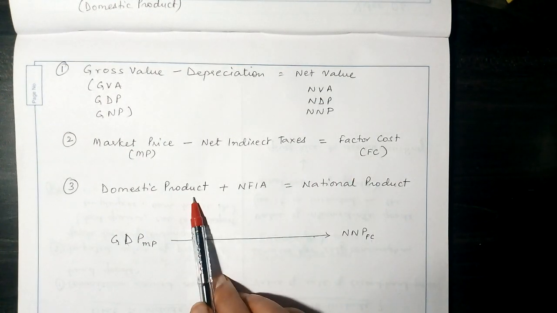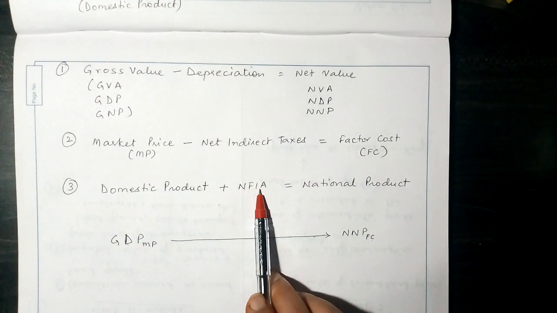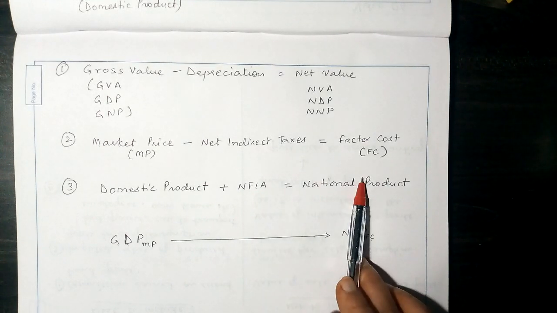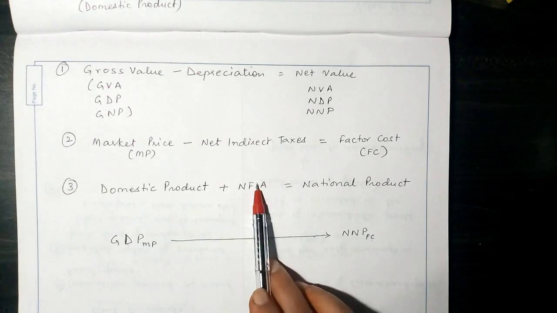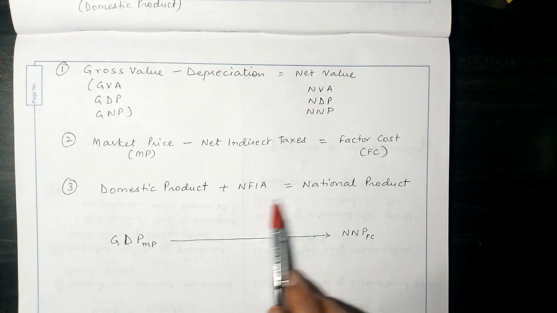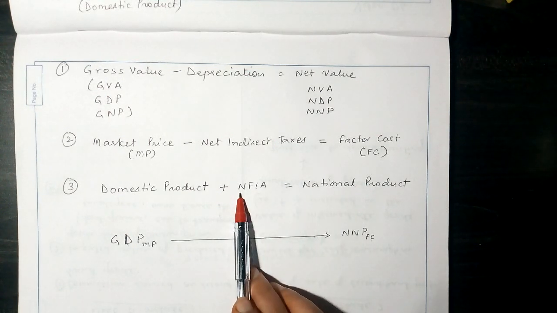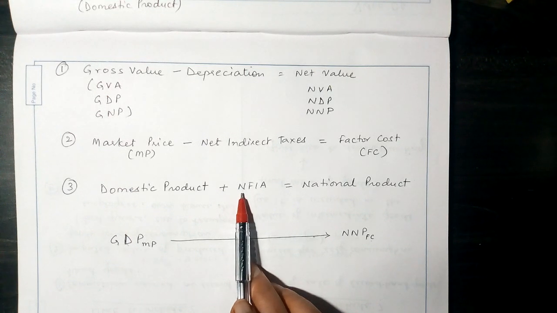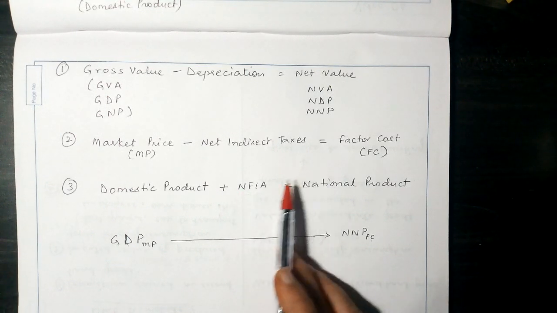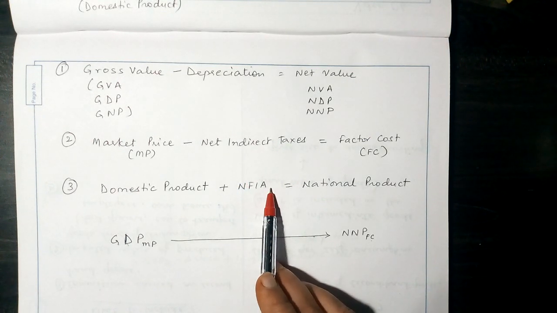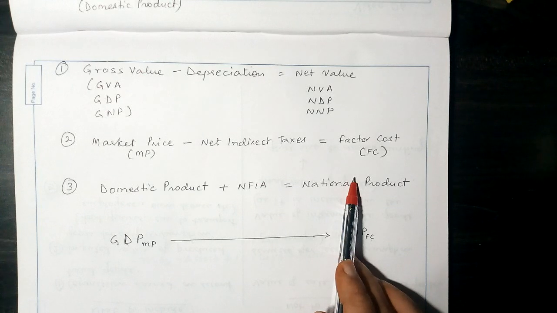Now the domestic product plus NFIA or net factor income from abroad will give us the national product. To domestic product, we need to add this factor income that is coming from abroad, and so that gives us the national product. The net factor income from abroad includes factor income to abroad minus factor income from abroad. The difference between factor income to abroad and factor income from abroad gives us the net value of the factor income from abroad. So that will give us the national product.